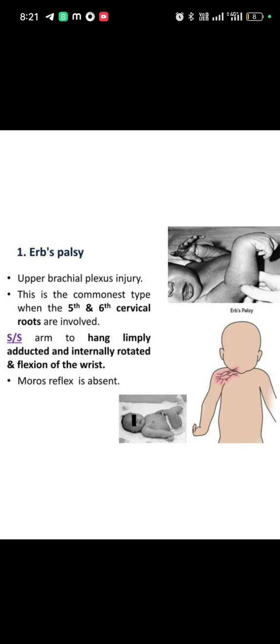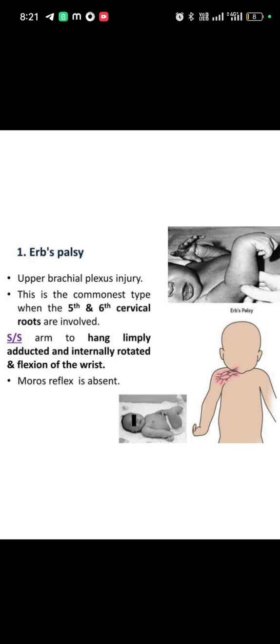So in brachial palsy, we have two types, Erb's palsy and Klumpke's palsy. In Erb's palsy, the upper brachial plexus is injured, like the fifth and sixth cervical roots are involved. That one we will call Erb's palsy.